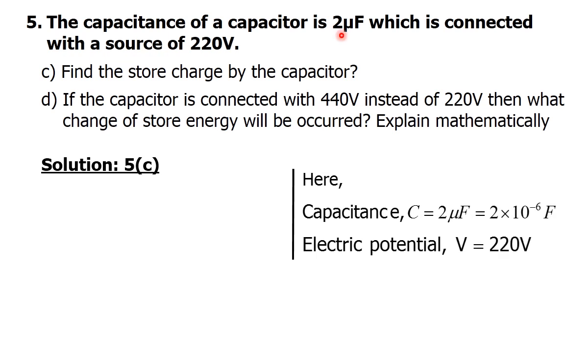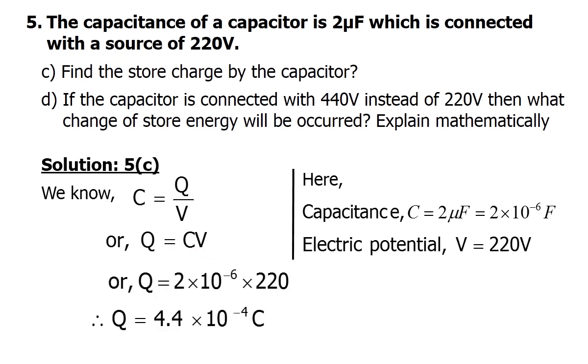Let us see the solution C. Here the given quantity is capacitance, which is 2 microfarad. We have to convert microfarad to farad, so we have to multiply it with 10 to the power minus 6. Then the result of capacitance C will be 2 into 10 to the power minus 6 farad, and here electric potential is given 220 volt. We have to calculate the charge, so we have a formula of capacitance, which is C equal to Q by V. If we change the position of Q, then we can write Q equal to C into V. If we put the value of C and V, then the result will be 4.4 into 10 to the power minus 4 coulomb. That is the answer.